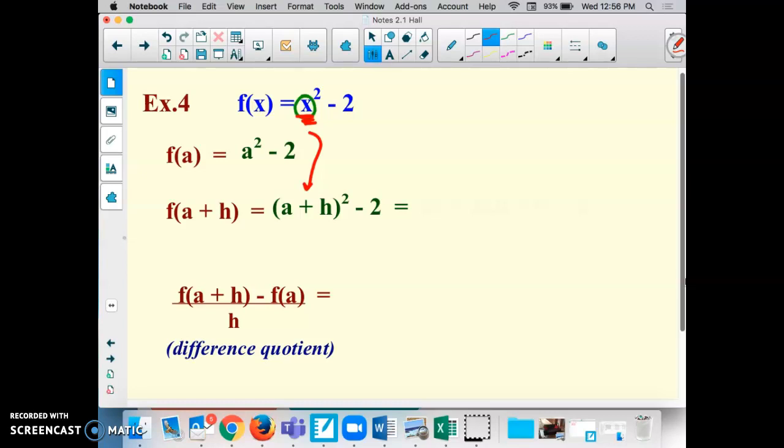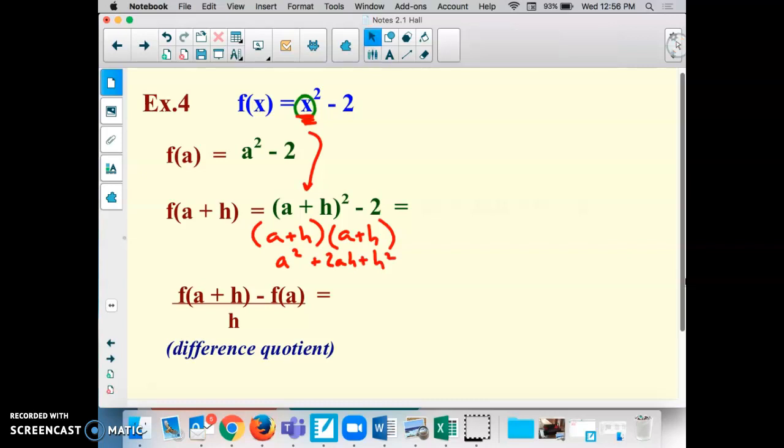What do you do from there? You FOIL. So a plus h times a plus h. FOIL will give you a squared plus 2ah plus h squared. Then you're going to subtract that 2 off the end, and you'll end up with a squared plus 2ah plus h squared minus 2.